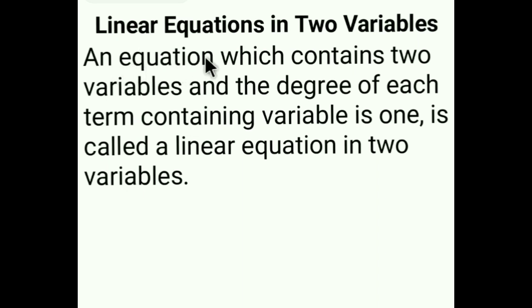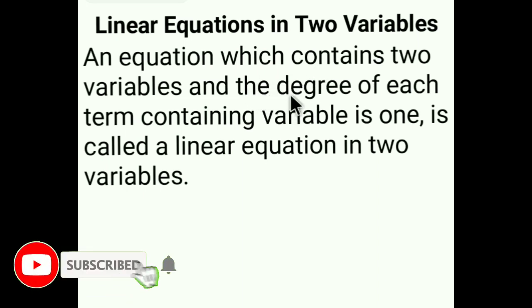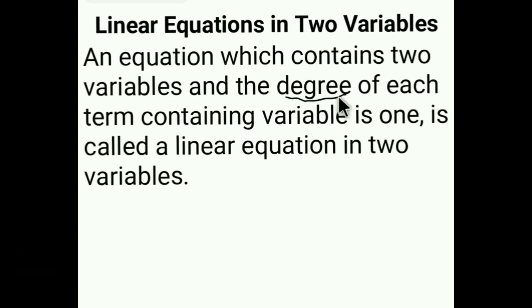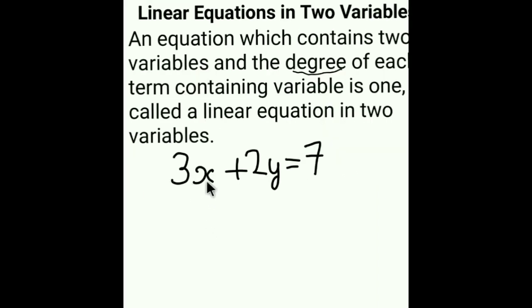So the definition is: an equation which contains two variables, and the degree of each term containing a variable is 1, is called a linear equation in two variables. Now see this equation, 3x plus 2y is equal to 7. Here x and y are variables, and 3 is the coefficient of x, 2 is the coefficient of y, and 7 is a constant term.